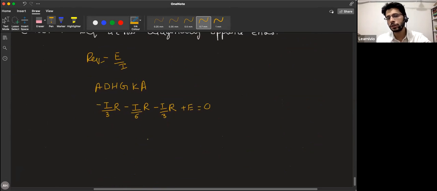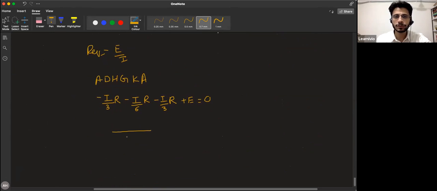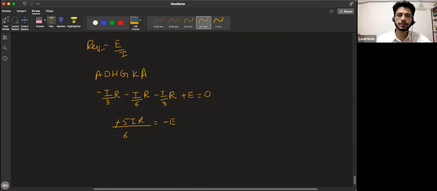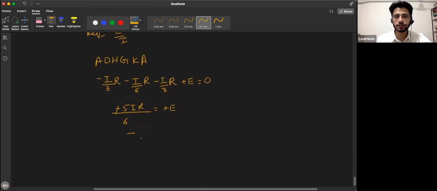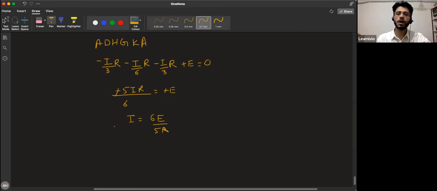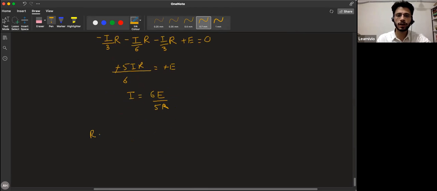So I can take this E to the left hand side and take LCM as 6. So it will be minus 2IR minus IR minus 2IR. So it's minus 5IR is equal to minus E. The minus will cancel this minus. So I is 6E divided by 5R. Now you have current also, so you can easily calculate R equivalent.